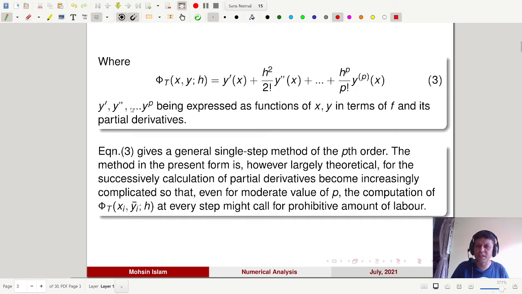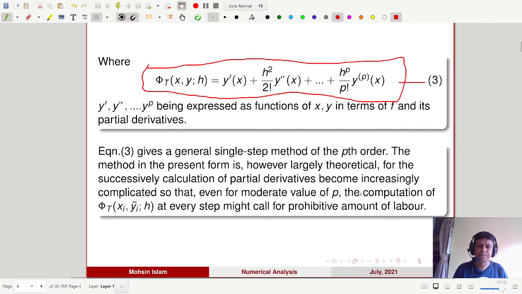Now y prime, y double prime, up to the pth derivative are expressed as functions of x and y in terms of f and its partial derivatives. Equation 3 gives a general single step method of the pth order. So what is equation 3? Equation 3 is nothing but a general single step method. This is your single step method of order p.